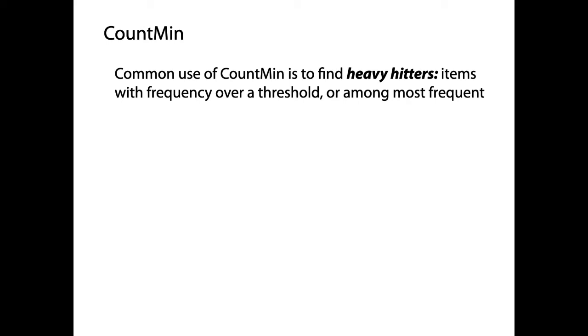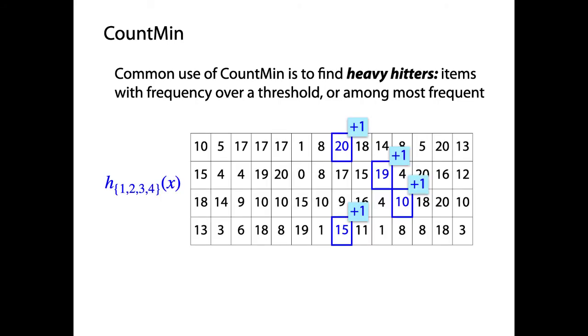Because as we're adding things to the CountMin sketch, let's just imagine this is the state of a CountMin sketch after we've already added several items. And now we're adding a new item, x, the next item in the data stream. And it goes to these values in the CountMin sketch. So we increment all those values.